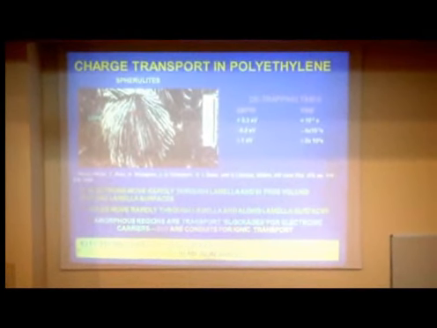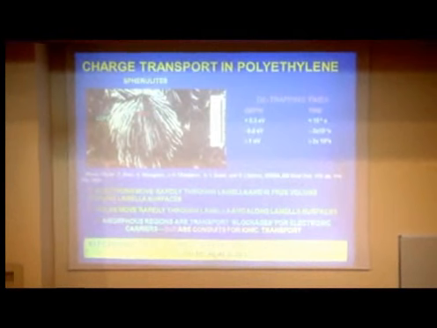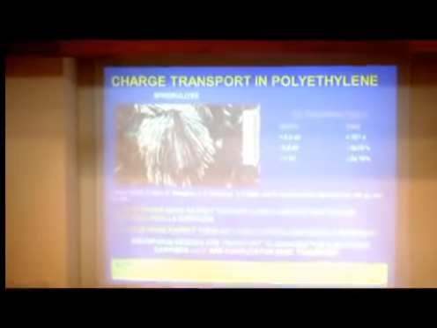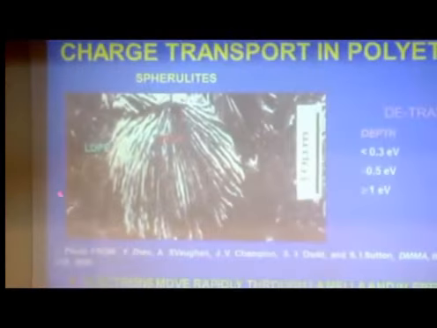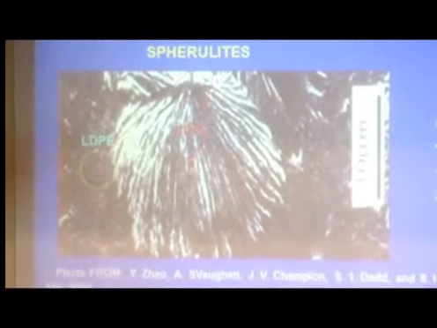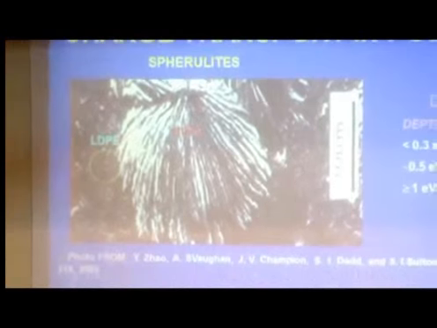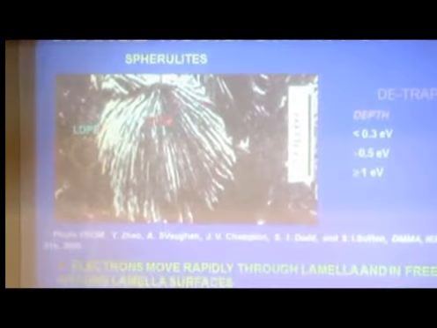Here is something I want you to think about. This is a photograph of the lamellar structure in a copolymer of low-density polyethylene and high-density polyethylene. There are spherulites, high-density polyethylene spherulites, banded spherulites in low-density polyethylene.